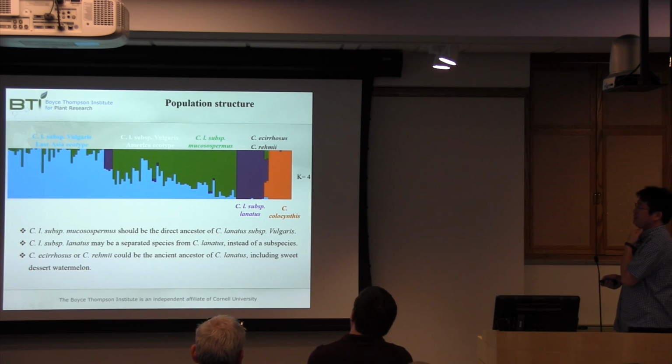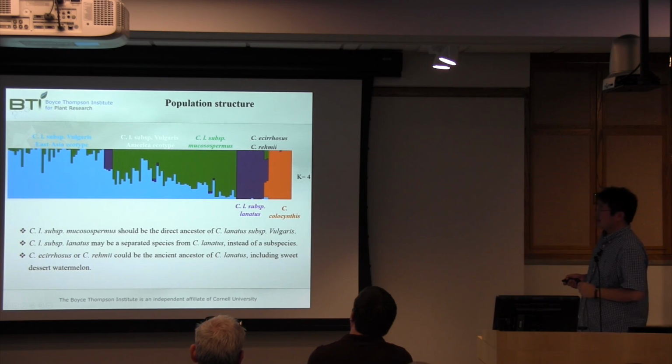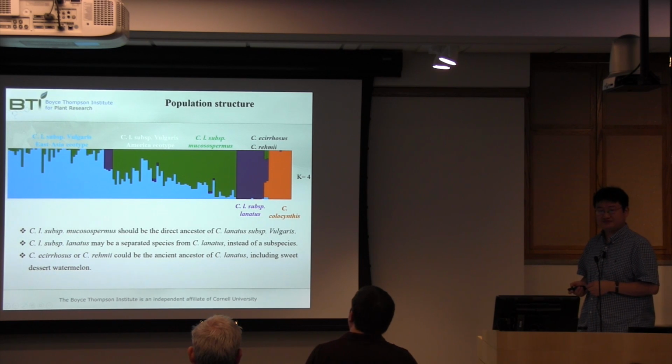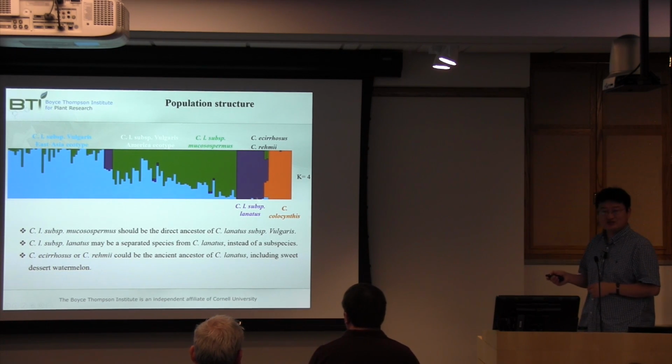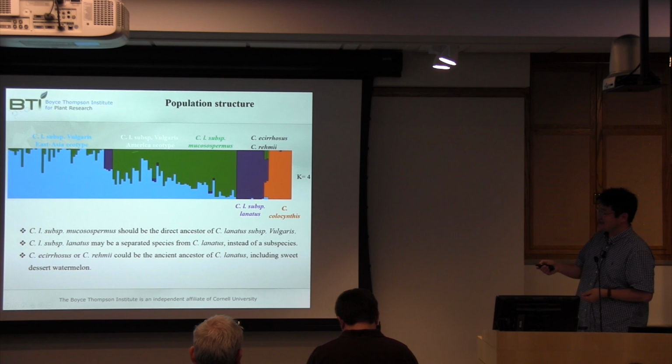So we did a population structure analysis, and the conclusion from this analysis is that this semi-wild watermelon should be the direct progenitor of the cultivated watermelon. Originally people thought this colocynthoides should be the ancient ancestor of watermelon. But this population structure analysis did not support that, because you can see we didn't see any of this orange block, the orange allele, in the cultivated species. We didn't see any orange block from this colocynthoides.